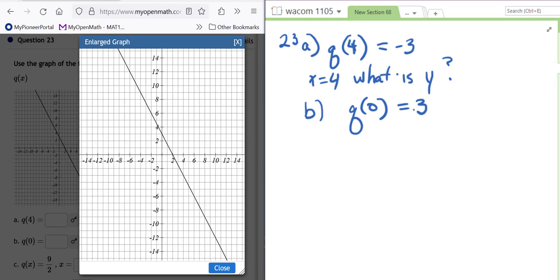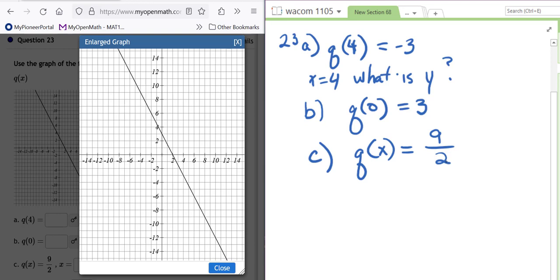Right, and the next one was the one that bothered me a little bit, because you're going to have to look at a fraction, and it's already a little tight. This is a backwards question though. They are giving you the Y. Q of X equals 9/2, and there is a little hint there because it gives you X in the box. So this is Y. What is X?